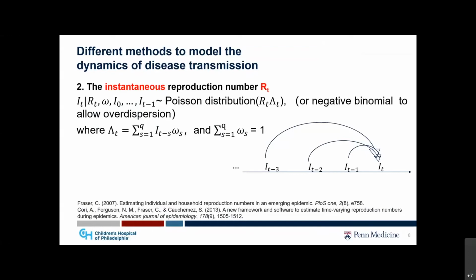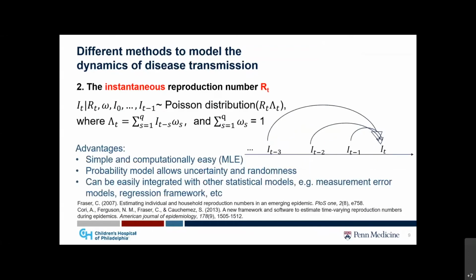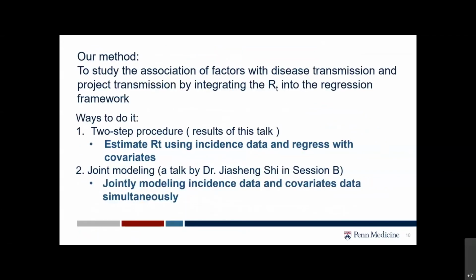So this model is much simplified, as we see here, and because it incorporates the probability model, it can better allow us to incorporate the modeling of uncertainty and randomness. And it can also be easily integrated with other statistical models, for example, measurement error models and regression frameworks. So based on this framework of the instantaneous reproduction number, R_t, what we did is we incorporate this R_t with a regression framework to understand the association of factors with the disease transmission quantified by this R_t. There are multiple ways we can do this.